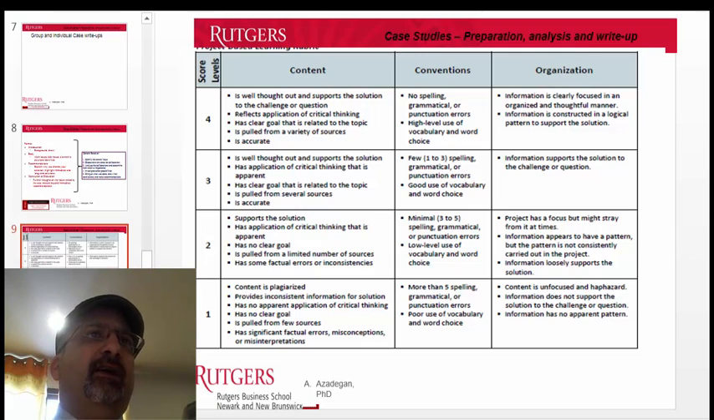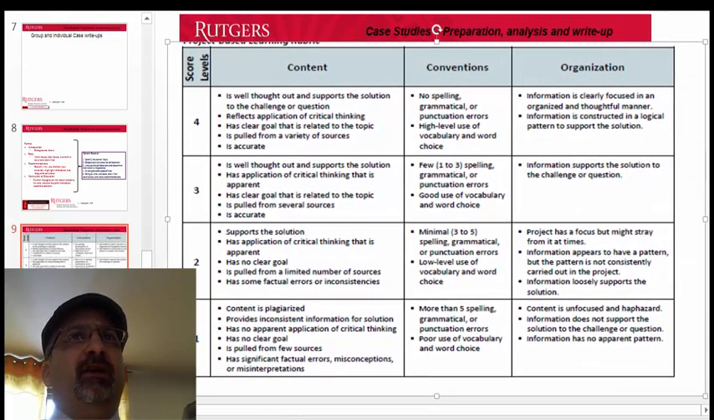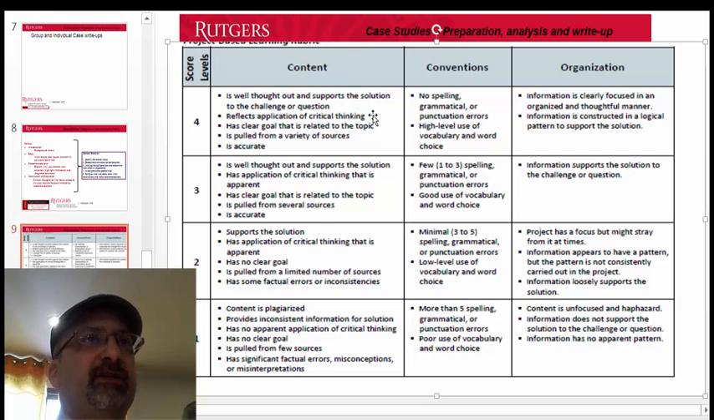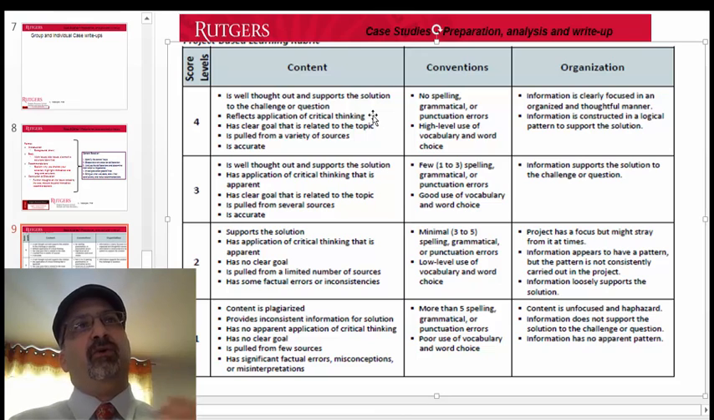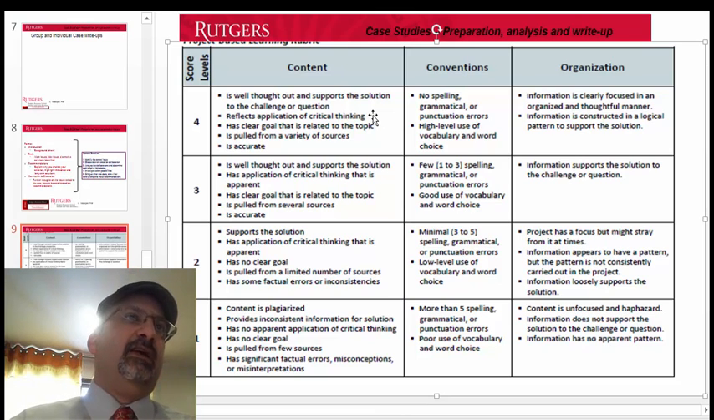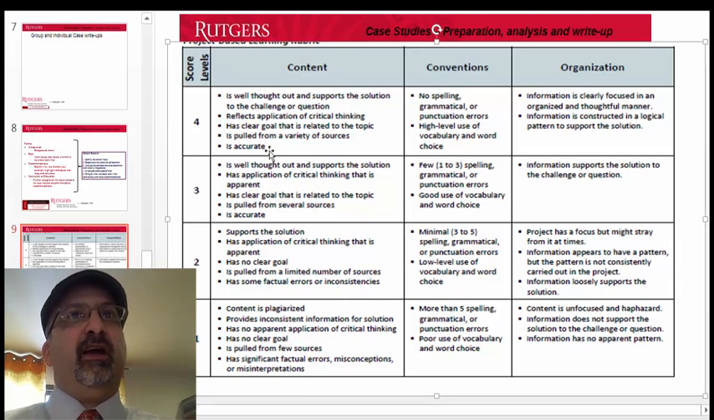Finally, I'm going to share generally how myself and the teaching assistant for the course are going to look at the cases. We're just going to go through item 4, and you are welcome to take a look at how a bad case is written. Item 4 is well thought out and supports the solution to the challenge of the cases, reflects application of critical thinking, which means prioritizing the key aspects of the case. It has a clear goal, right? You have something to say and you want to say it. You use a variety of different sources, and it's accurate. So if the volume is not growing and it's a diminishing business, but you're talking about growth in the business, certainly that's not accurate.